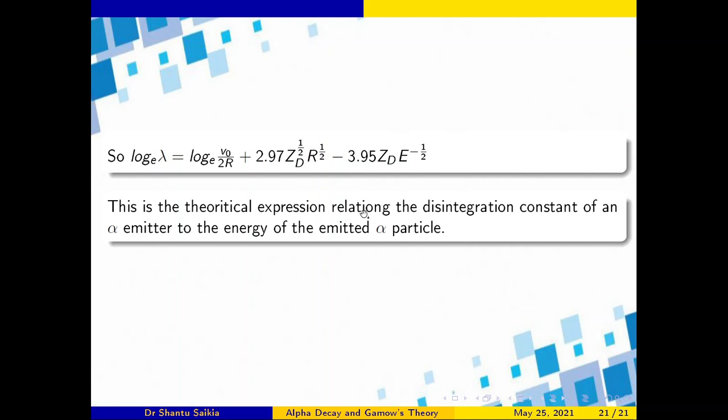So this is the theoretical expression relating the disintegration constant of an alpha emitter to the energy of the alpha particle. So what Gamow did, he developed a theory which relates the disintegration constant of the alpha emitter with the energy of the alpha particles being emitted. And Geiger and Nuttall gave the empirical law relating the disintegration constant with the energy of the alpha particles. So Gamow's theory tallied very well with the empirical law given by Geiger and Nuttall. So this is all about Gamow's theory of alpha decay.